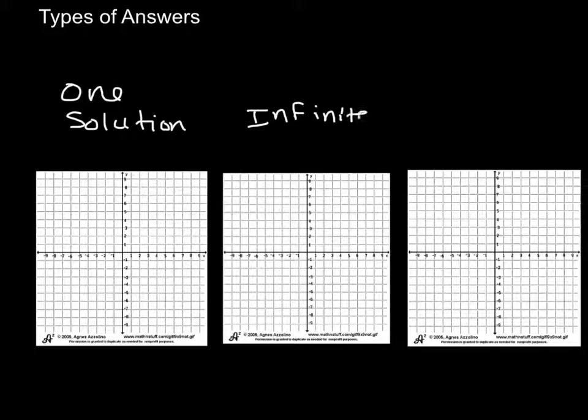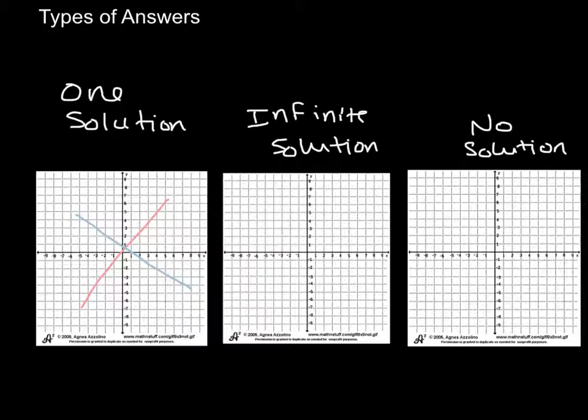When you're solving by graphing, you're going to see three types of answers. You're going to see one solution, infinite solutions, and no solution. One solution answers with linear problems when you graph the two lines and they have one point of intersection. So that would be one solution. Now these are just for linear equations.